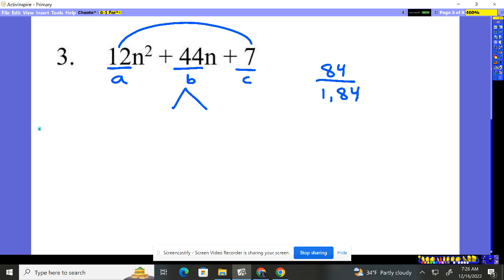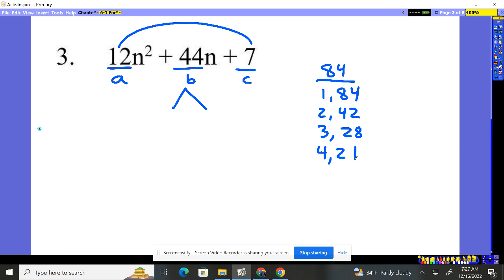1 times 84, 2 times 42. Does 3 go into it? 3 does. 3 goes into it how many times? 28 times. 3 times 28. Yes, that's correct. 3 and 28. Does 4 go into it? Yeah. Wow, this guy's crazy. 4 and 21. Does 5 go into it?